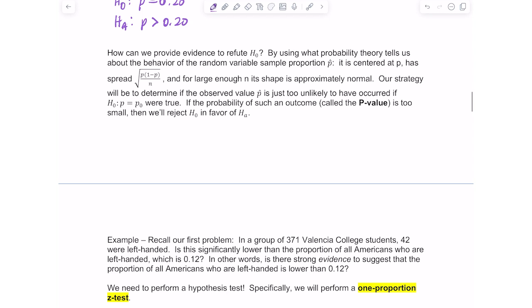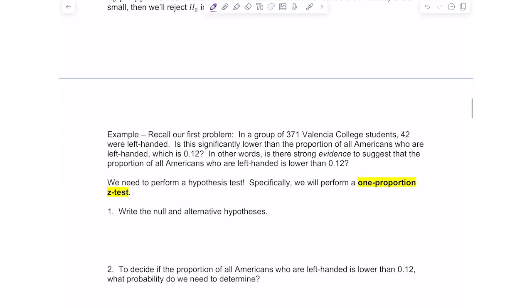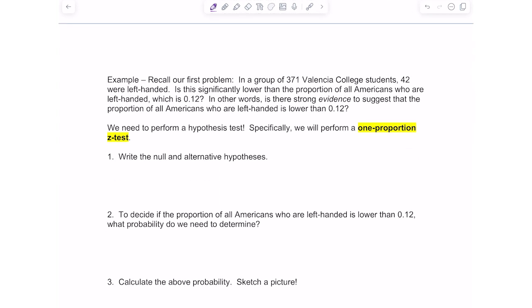So recall our first problem about the group of 371 Valencia College students where 42 were left-handed. If I pose the question, is this significantly lower than the proportion of all Americans who are left-handed, which is 0.12, I'm looking to see if there's strong evidence to suggest the proportion of all Americans who are left-handed is lower than 0.12. So to do this, we need to perform a hypothesis test. And this test is specifically called a one proportion z-test because there's one proportion I'm looking at. I'm looking at the proportion of left-handed students.